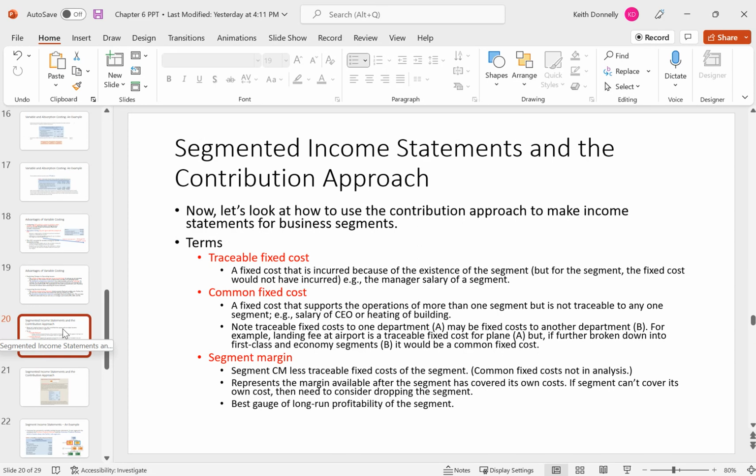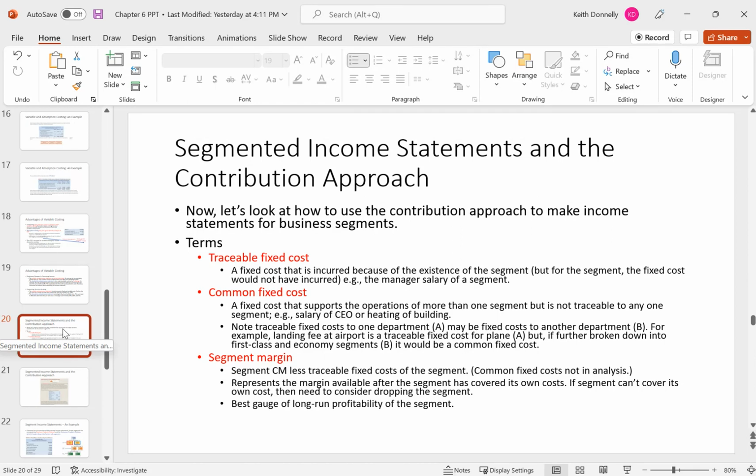In distinction, a common fixed cost is a fixed cost that supports the operations of more than one segment, but is not traceable to any one segment. Maybe the salary of the CEO: say we have 5 segments and a CEO who oversees everything. That supports multiple segments, but it's not directly traceable to one of them. One thing we have to be aware of is that a traceable fixed cost to one department, Department A, may be a common fixed cost to another department or segment, Department B. For example, a landing fee at an airport would be a traceable fixed cost if you were looking at the plane itself.